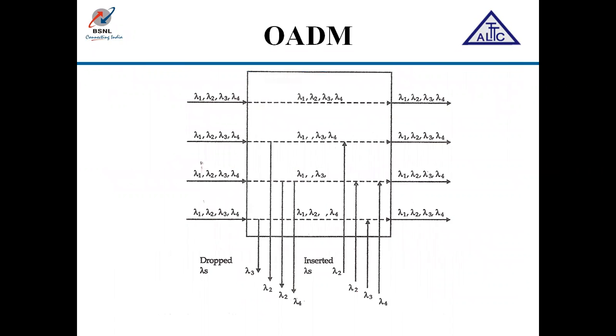Like this. This is OADM. Suppose there are different wavelengths, say 4 wavelengths, lambda 1 to lambda 4. These are transmitted through this OADM. As per our requirement, we may add or drop any wavelength, lambda 1, lambda 2, lambda 3, lambda 4, for whatever wavelengths this OADM is designed.